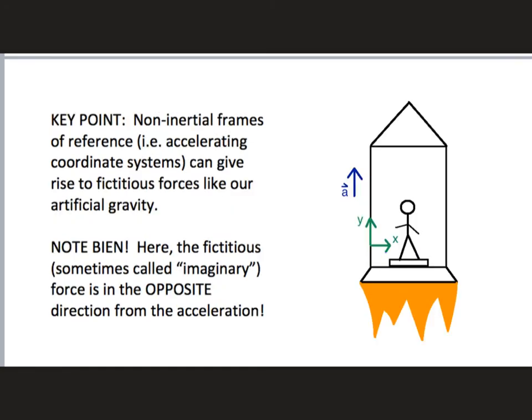Now, so our key point, non-inertial frames of reference, that is coordinate systems that are accelerating, can give rise to fictitious forces like our artificial gravity. Note bien, that's French, it means note well. Here, this fictitious force, sometimes called imaginary force, is always in the opposite direction from the acceleration. So if the acceleration is up, the imaginary force is going to be down.